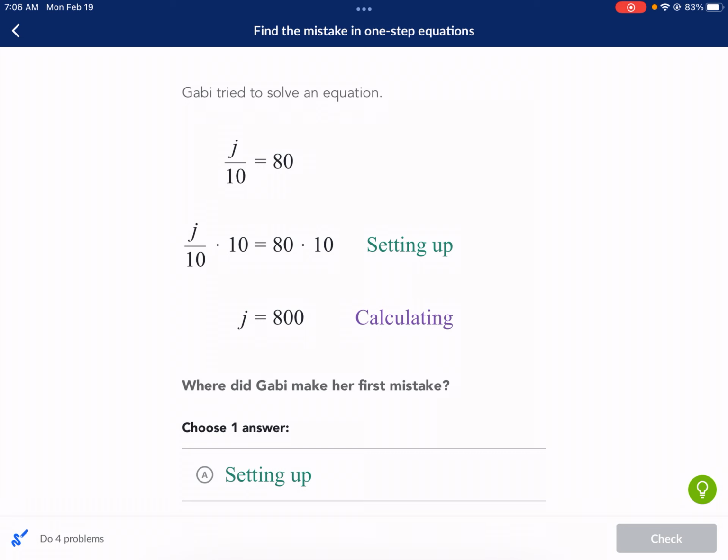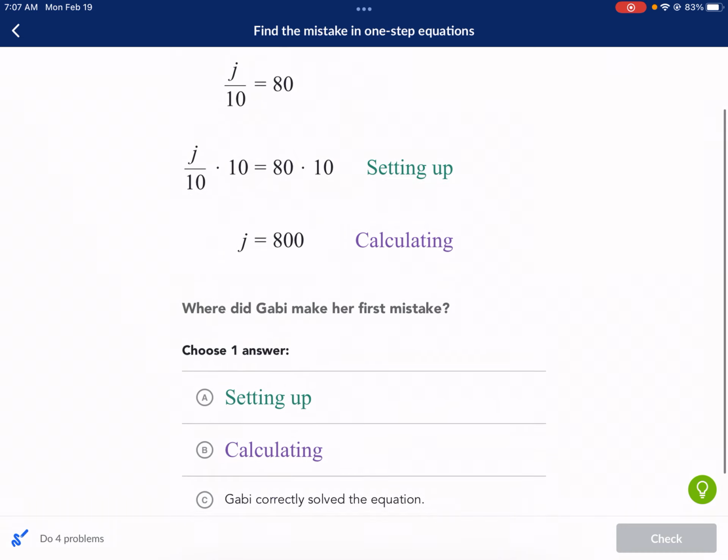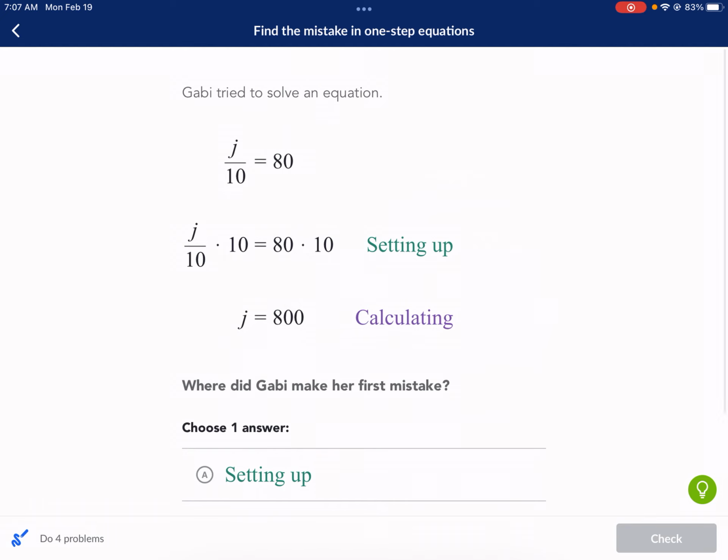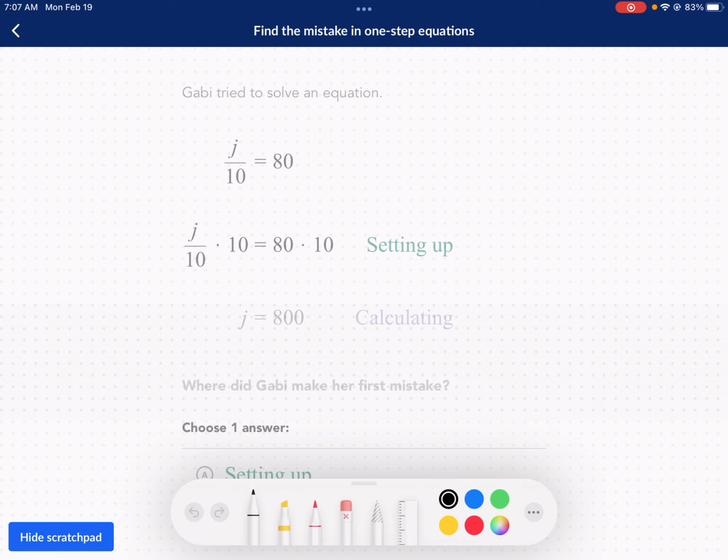Before you watch this, if you haven't done the one-step equations for addition, subtraction, and multiplication and division, I'd encourage you to do those and check out the videos if you need help with those. So I'm going to jump right into it, and I'll do my best to explain it in case you haven't seen those or done those yet. With this exercise, we're just going to go through the equations, how they're set up and calculated, and see if there's any mistakes. So let's go ahead and look at this one.